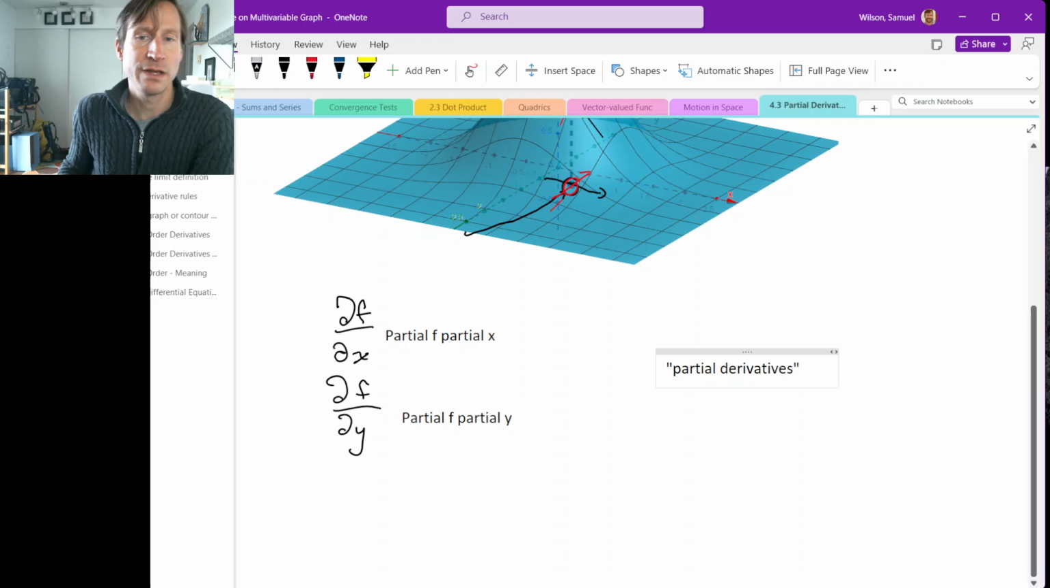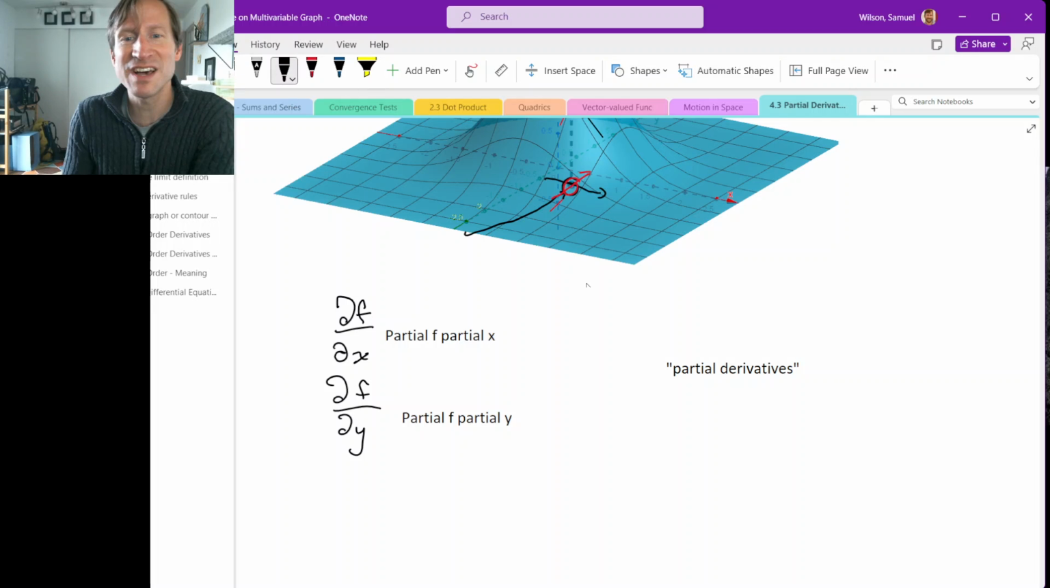Okay, so this is, again, just to distinguish them, to emphasize the fact that these derivatives are not ordinary derivatives. This isn't a single variable function. This is a function of more than one variable, and these partial derivatives are derivatives in one direction only.